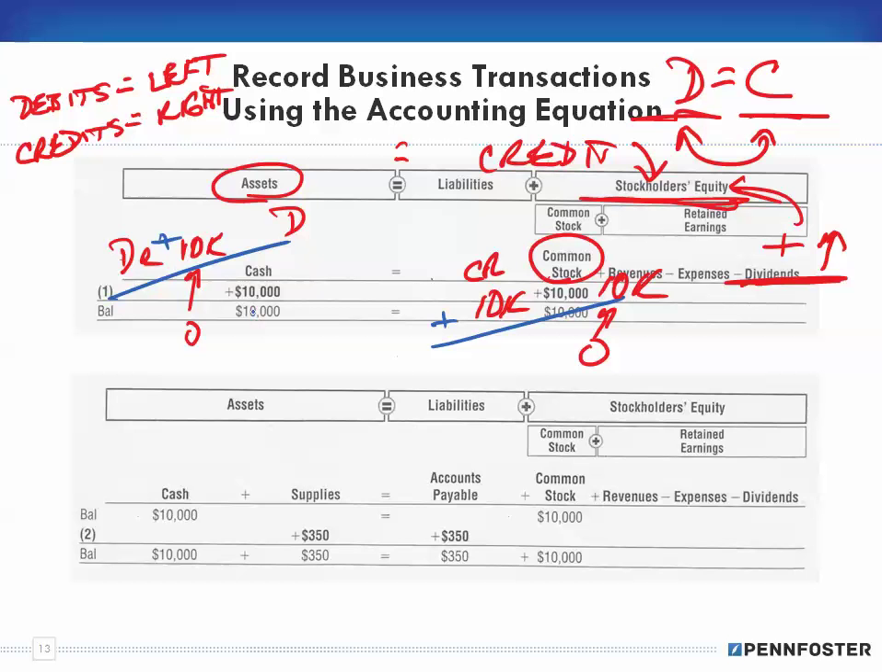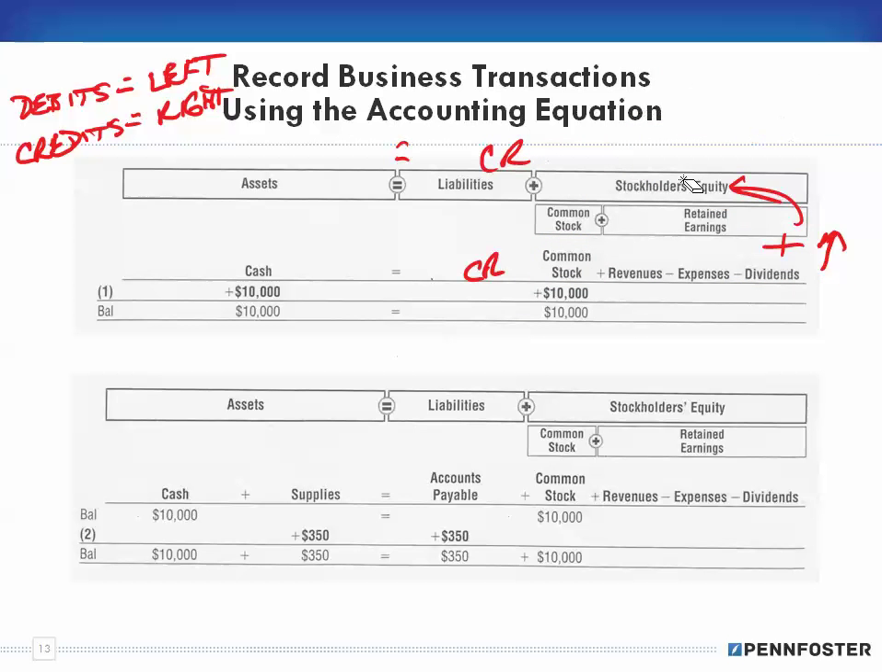$10,000 came into the business in cash, and I have to have another side to the entry. And what was it being used for? Well, it was being used as an investment in the business to buy common stock. And so that's why I have a $10,000 entry on my books in this way.